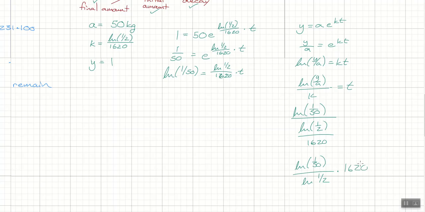This is how I would type it in my calculator. Now it's ugly because there's so many logs and stuff, but all I'm doing here is plugging in my values. Y was 1, A was 50, cool. I then divided by K, but I know that K is the natural log of 1/2 divided by 1620, so I have a fraction, a log divided by a fraction, right? So I just multiply by the reciprocal.